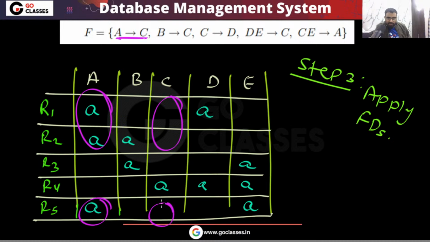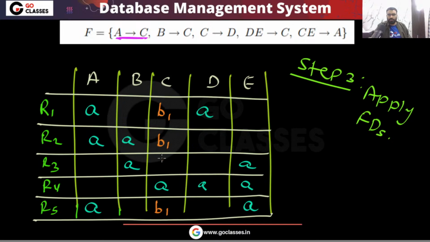I know that they must be same. See, whenever 2 tuples have same A value, they must have same C value. You can see this tuple and this tuple. So these tuples must have same C value, right? But I don't know what is the value of C. So no problem, you can put some random value B1, there is no problem.